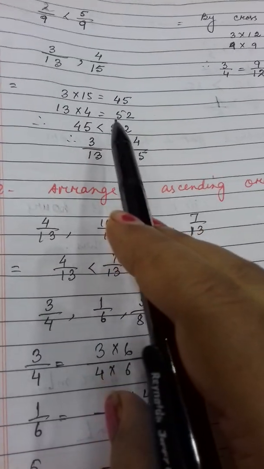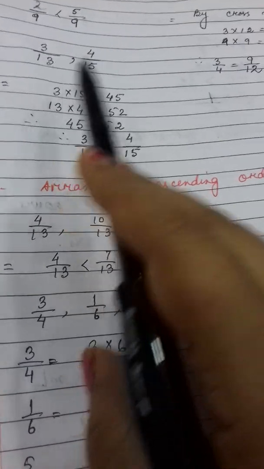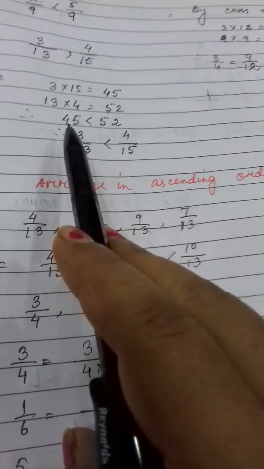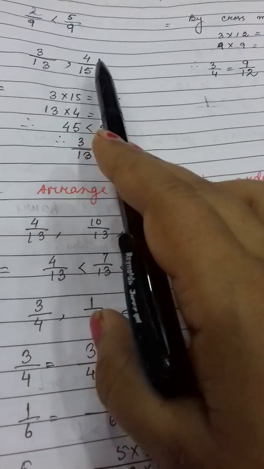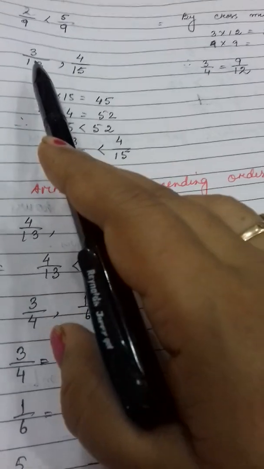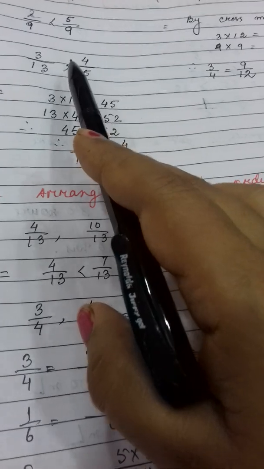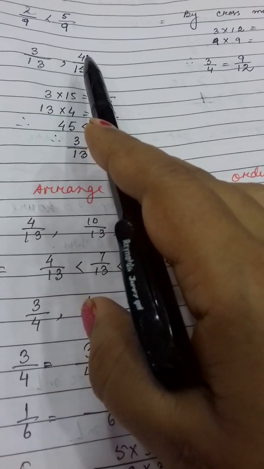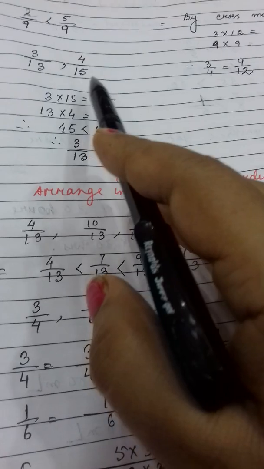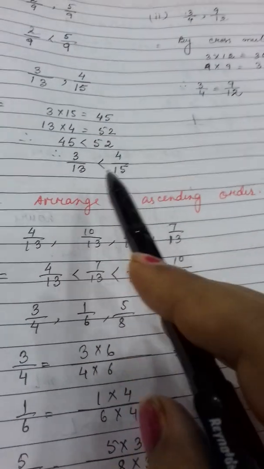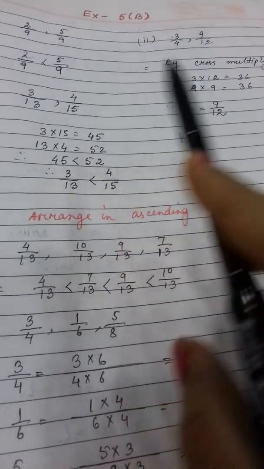Now number 3, I have also done. Here also you will do cross multiplication. After doing the cross multiplication, the first one is 45, 3 times 15, and 13 times 4 is 52. So as 52 is greater than 45, and 52 came from multiplying 13 and 4, among these two numbers which one is the numerator? 4. That means this fraction is the greater fraction. Clear or not? Understood? So these are the comparisons.